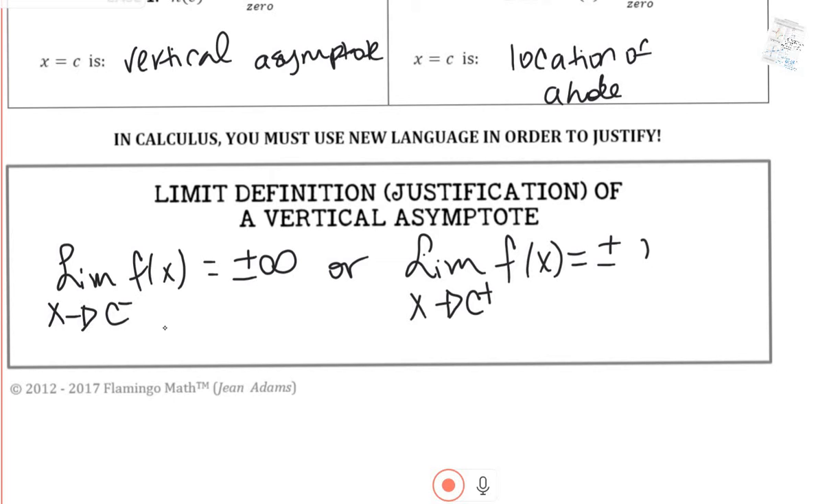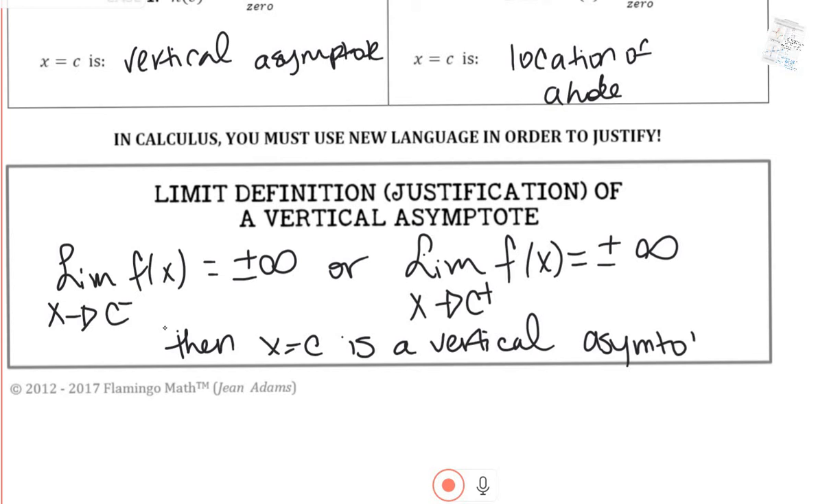So if the limit as x approaches whatever c, from the left or from the right, is positive or negative infinity, then x equals c is a vertical asymptote. I want to stress this as well. Remember, your vertical asymptote is not a number, it is an equation of a line. So if you tell me the vertical asymptote is 4, not so much, it's x equals 4, because again, it is a vertical line. So we want to show that as a graph.